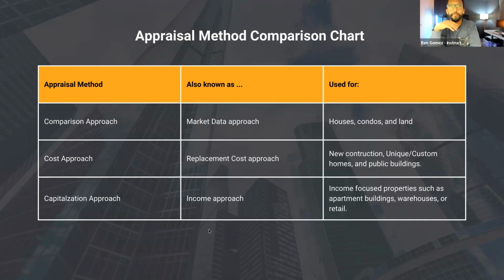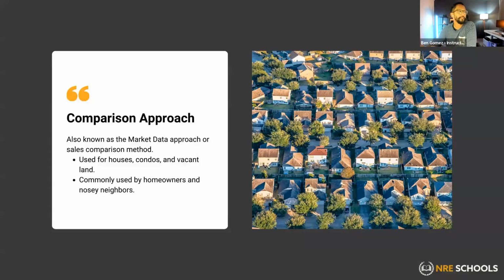And this little chart that I made here is your basic overview, knowing what does what, which kind of appraisal method you would use for whatever the situation is. Most of the time, we're going to use the comparison approach. Like I said, comparison approach, that's for houses, condos, vacant land too. Commonly used by homeowners and nosy neighbors.